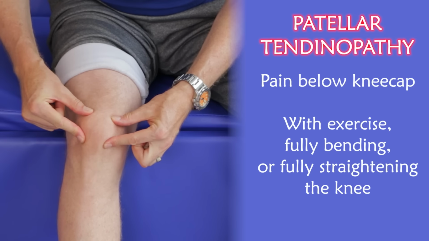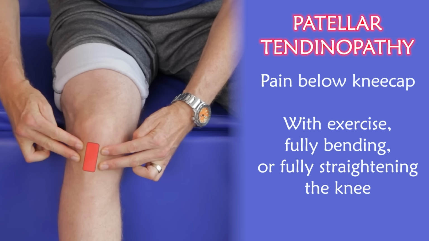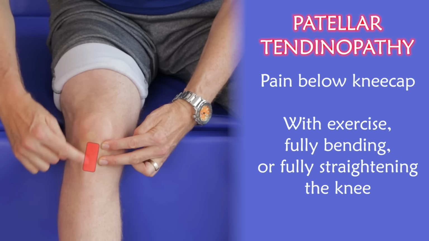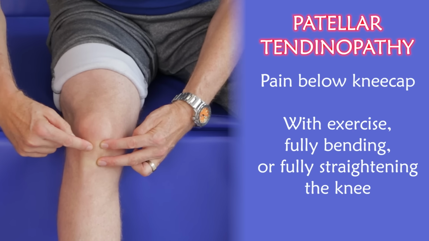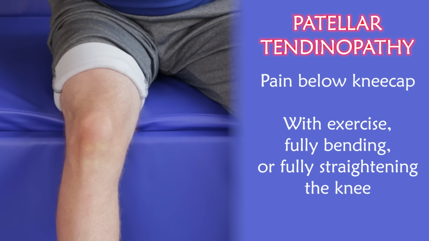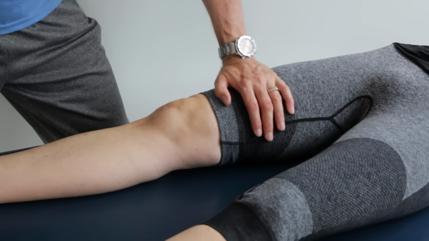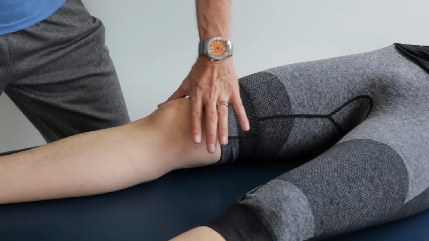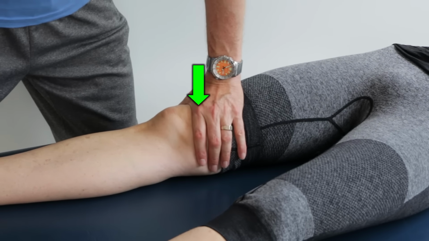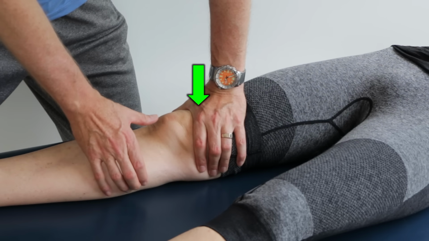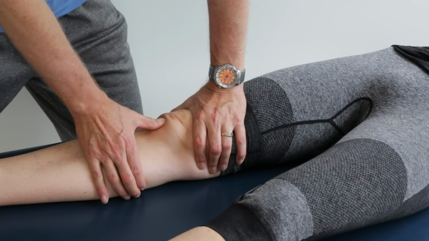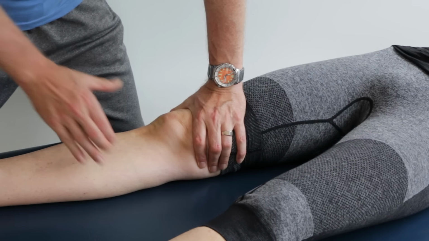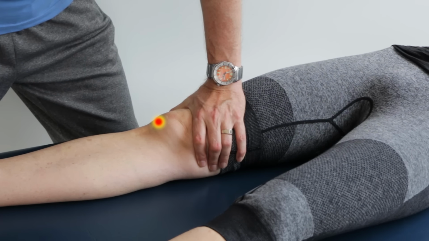If your pain is just below the kneecap, in the tendon that joins your kneecap to your shin bone, especially with exercise or fully bending or fully straightening the knee, then you're likely dealing with Patellar Tendinopathy. You can test for this tendinopathy by relaxing your thigh and getting a friend to press one hand just above the kneecap and the other thumb just where the tendon attaches to the bottom of the kneecap. Tenderness here indicates Patellar Tendinopathy.